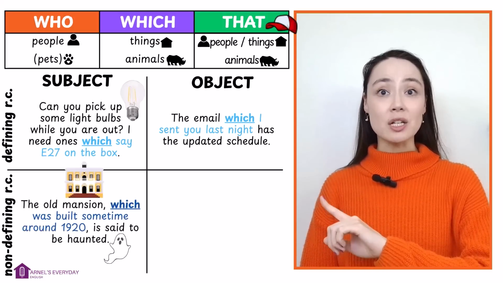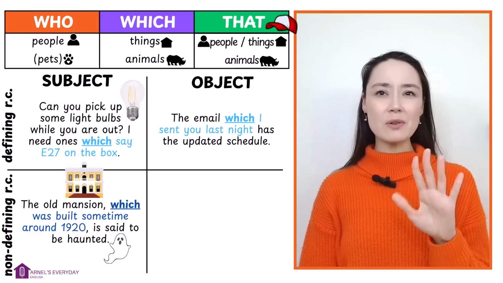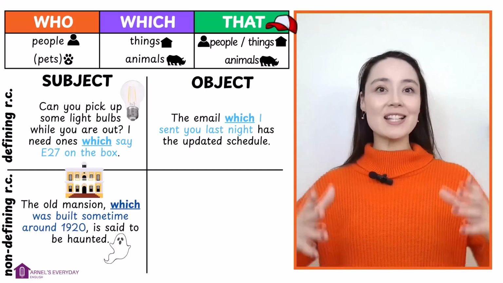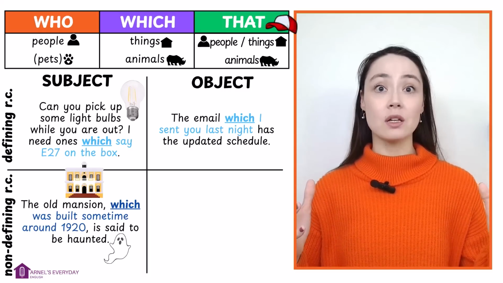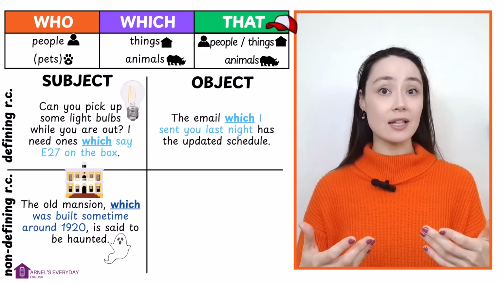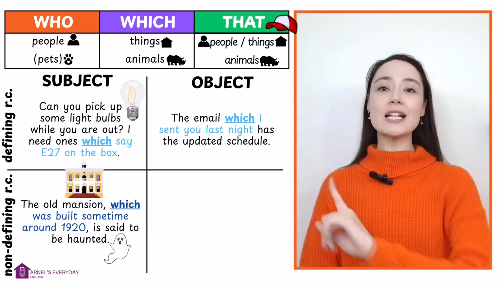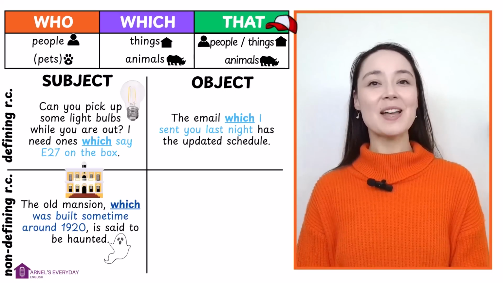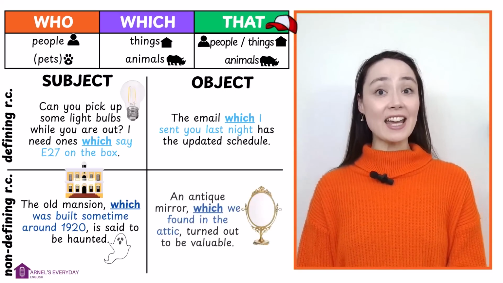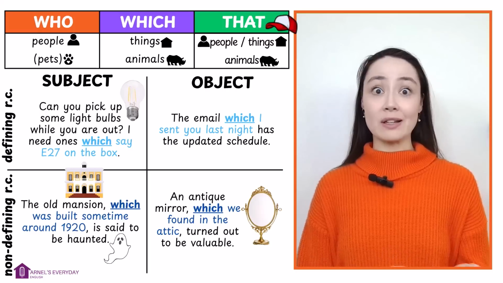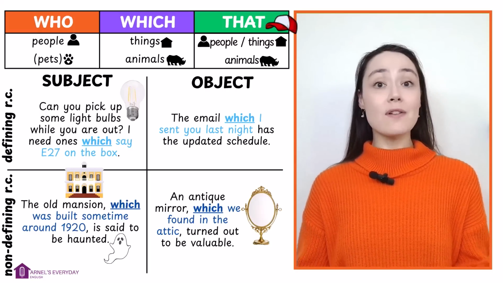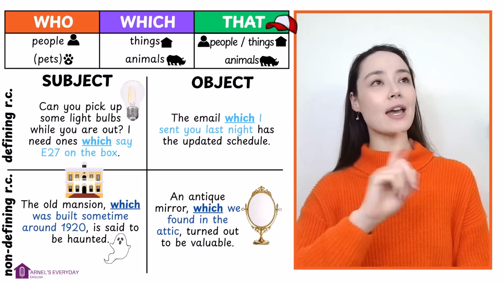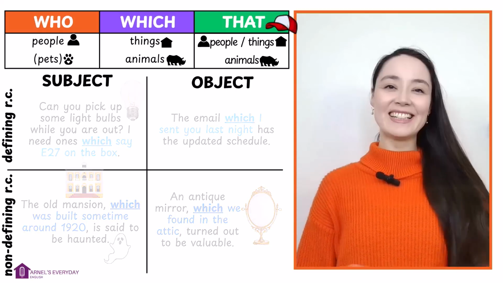The old mansion, which was built sometime around 1920, is said to be haunted. A mansion is a large, expensive house, and haunted means has ghosts. Which is the subject? This is providing extra information. I have my commas. An antique mirror, which we found in the attic, turned out to be valuable. Which is the object? This is providing extra information. I have my commas.